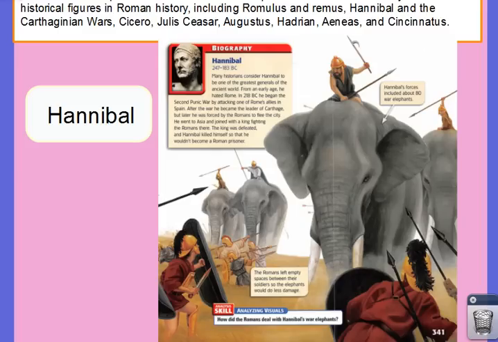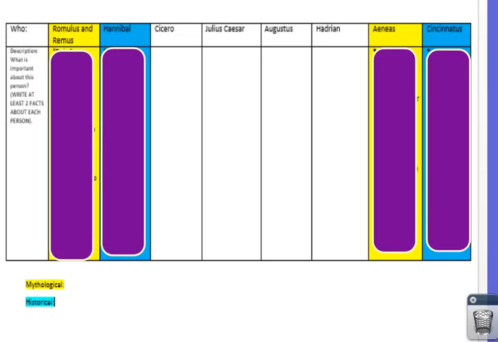Okay, the next thing in the passage, and I got interrupted again, so I'm not real sure where I am, but I think I know. Anyways, here we go. I'm going to start with sentence 2. From a very early age, Hannibal hated Rome. In 218 BC, he began the Second Punic Wars by attacking one of Rome's allies in Spain. After the war, he became the leader of Carthage. Okay, we're going to stop right there. We're going to take a couple more notes.